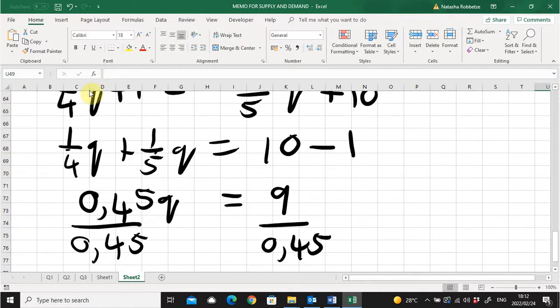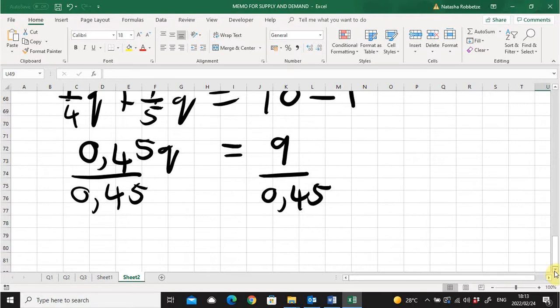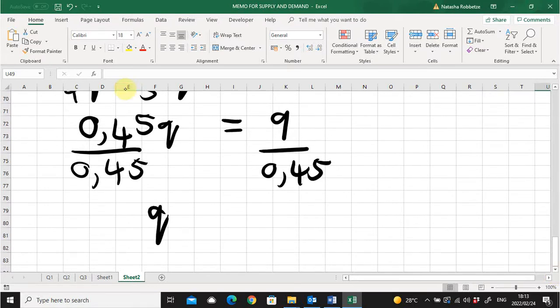I took 1 out of 4, so I typed into my calculator 1 over 4 plus 1 over 5, and that gave me 0.45. Right, if I then divide the 9 by the 0.45, I get 20. So for the market equilibrium Q, we need to sell 20 units.